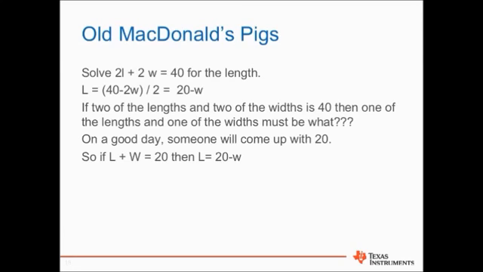Most will start with their old formula for perimeter and follow their standard techniques to isolate the length on one side. But I try to encourage them also to think outside our standard rules to make things a little easier by saying this: if two of the lengths and two of the widths is 40, then one of the lengths and one of the widths must be what? On a good day, someone will come up with 20, and so we can get down to the length plus the width equals 20, therefore the length must be 20 minus the width.